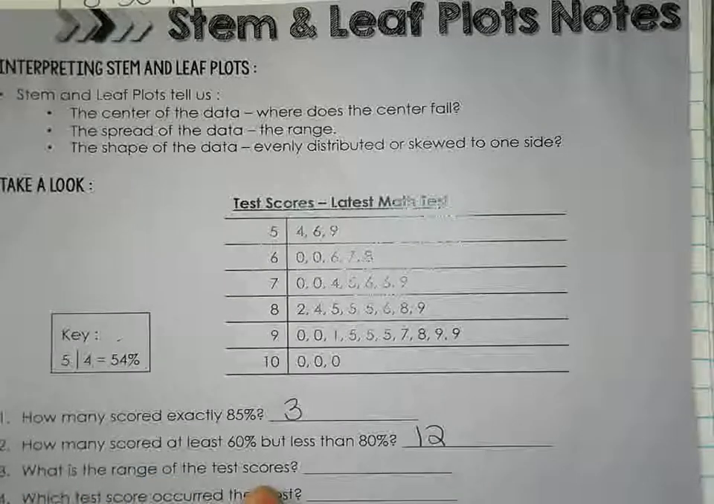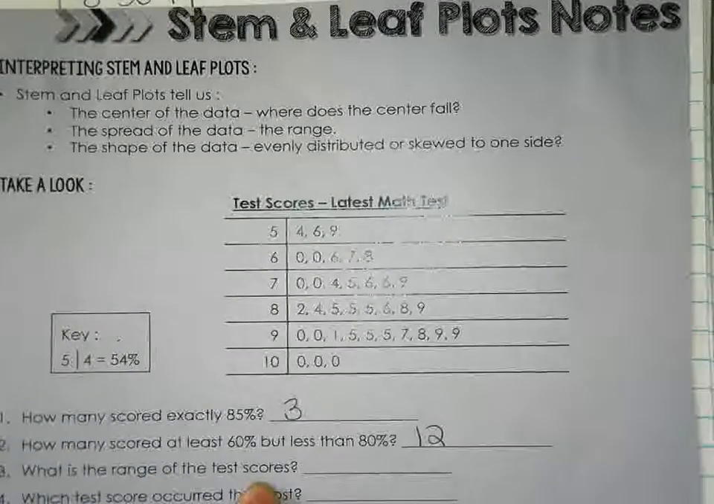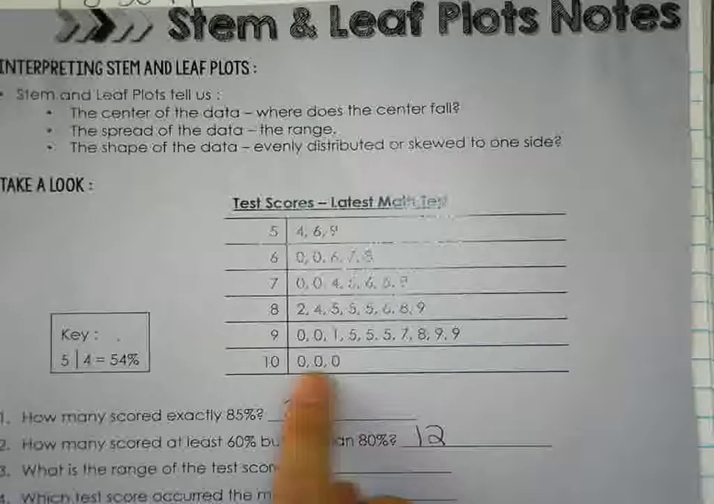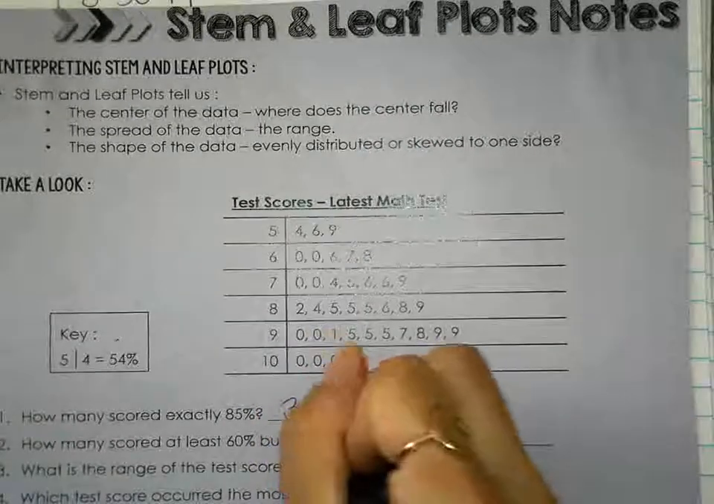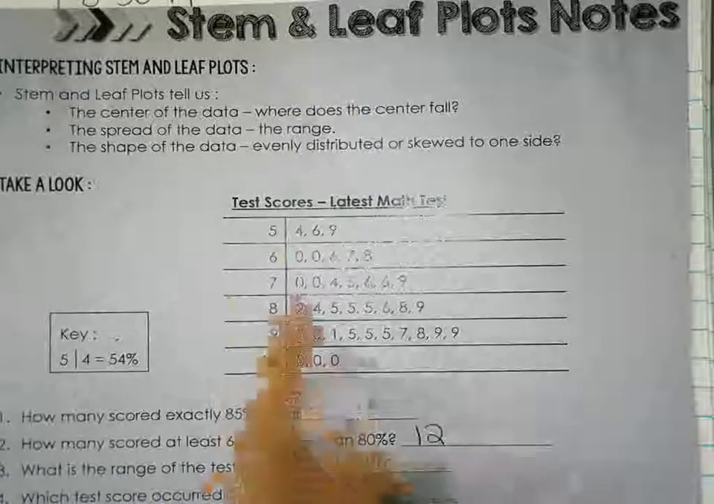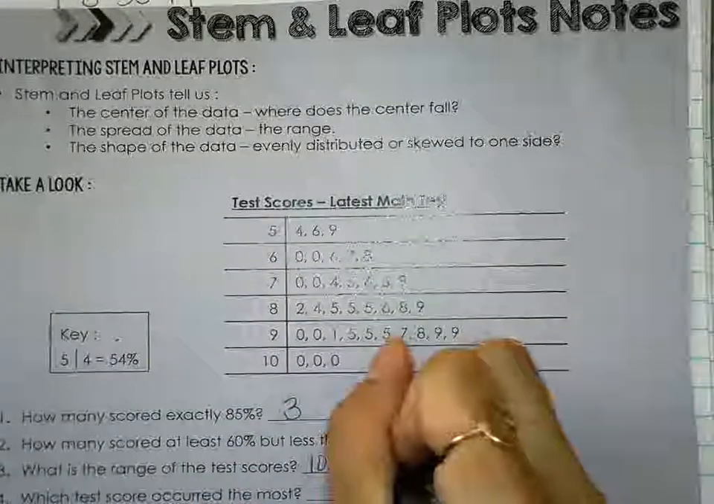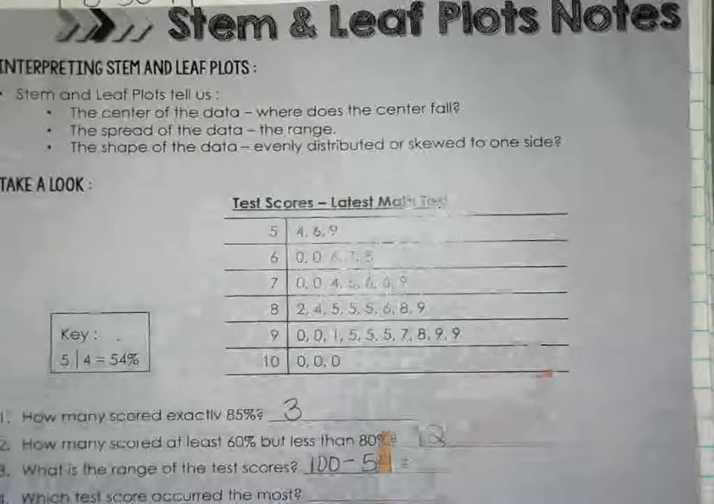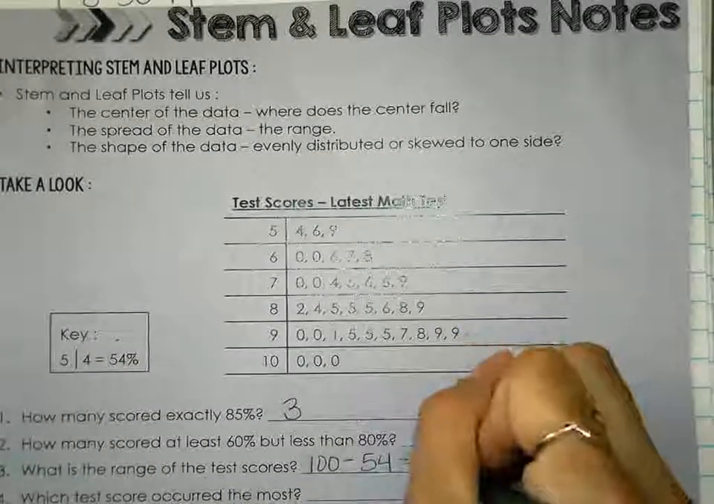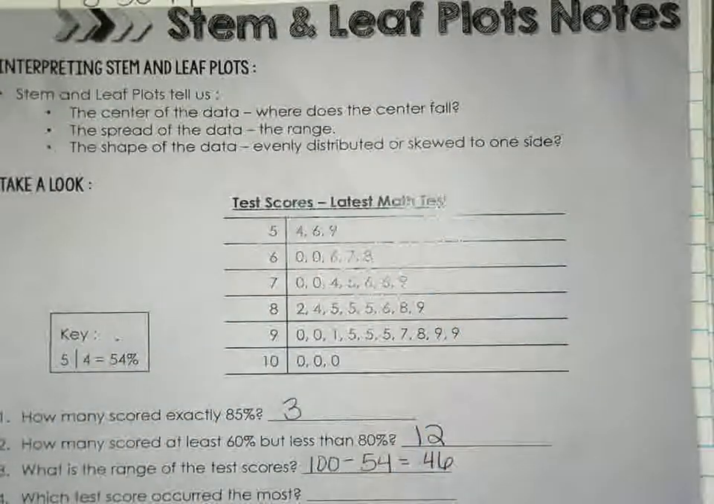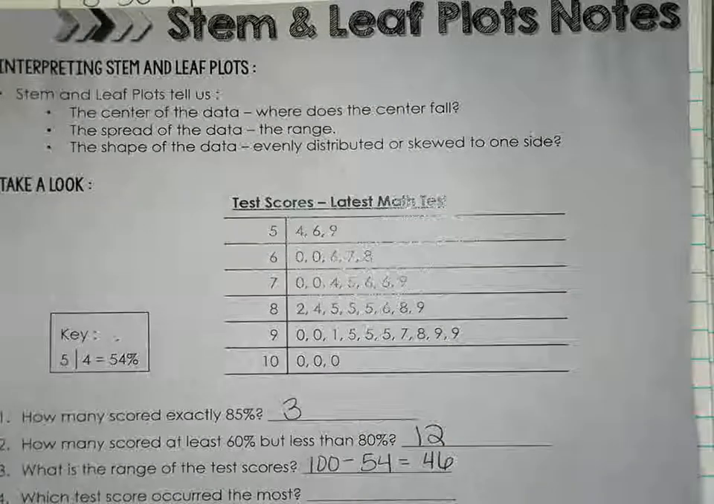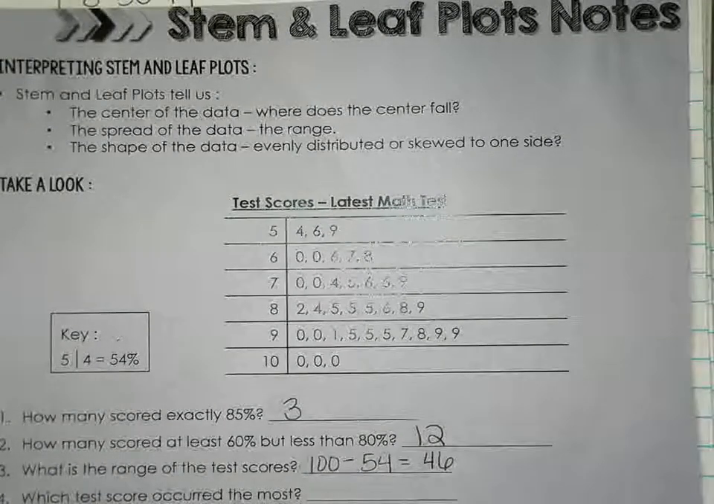So number 3, what is the range of test scores? Well, we just learned about range. Range is the largest number minus the smallest number. So my largest number is 100 minus the smallest number, which is 54. And if I take 100 minus 54, I will get 46. So I have a range of 46 percentage points between my largest and my smallest.